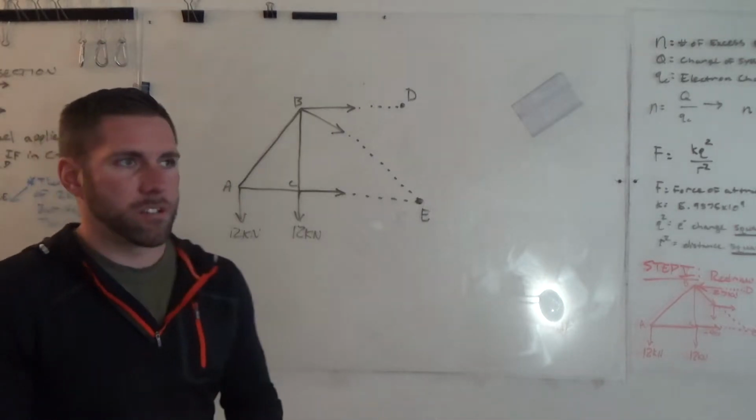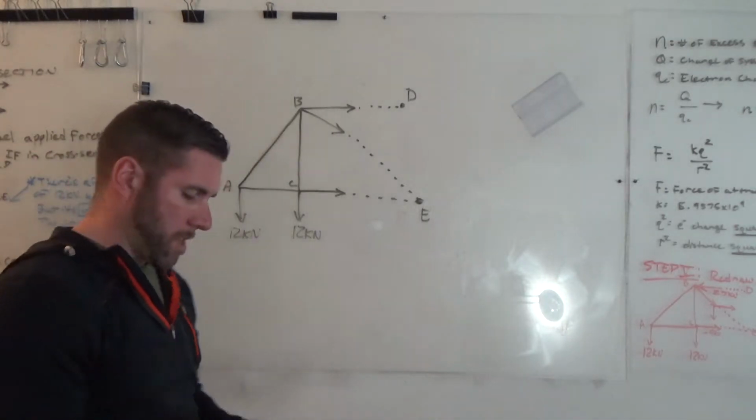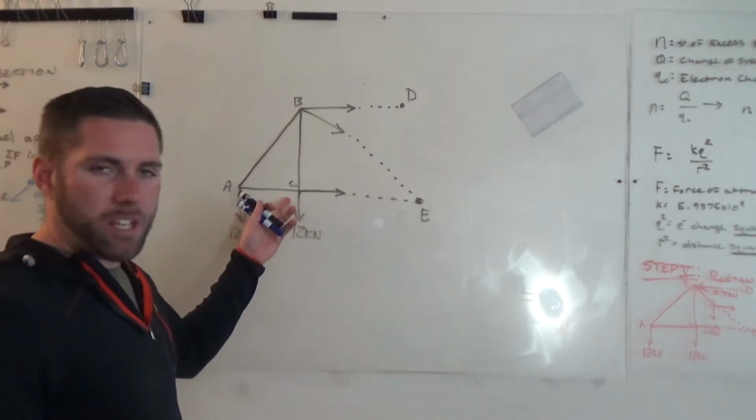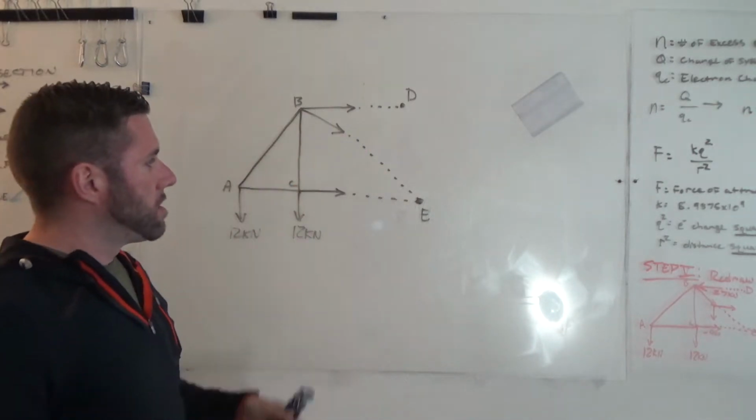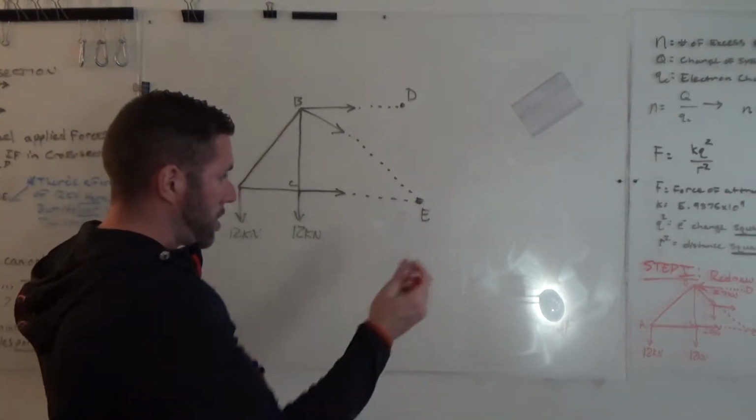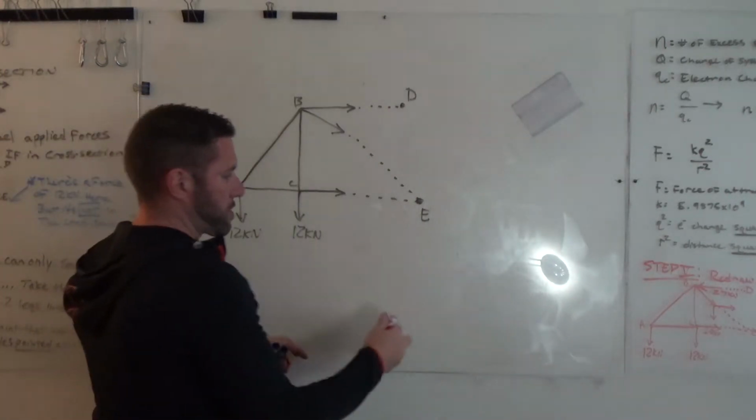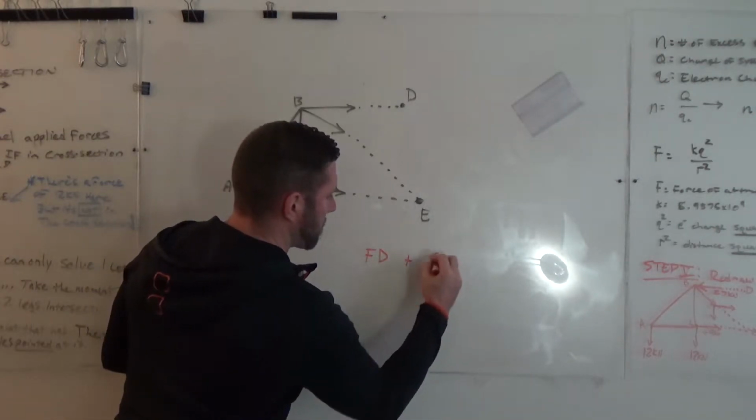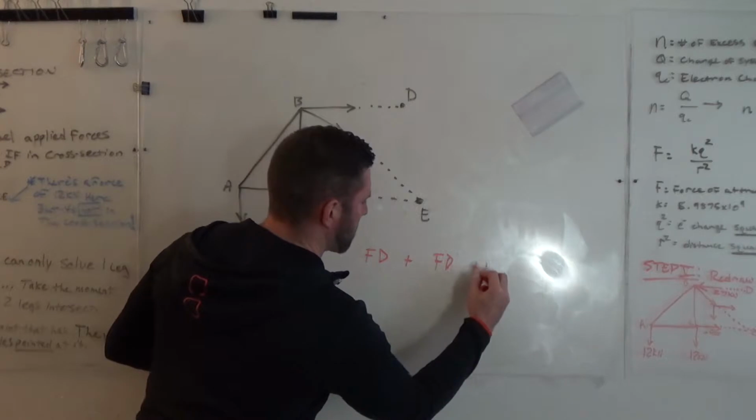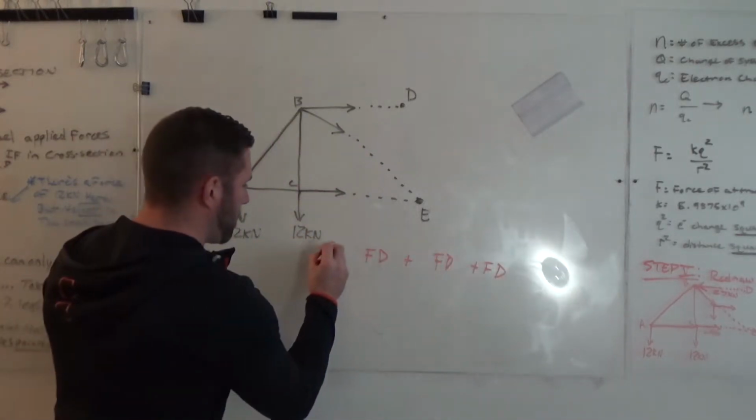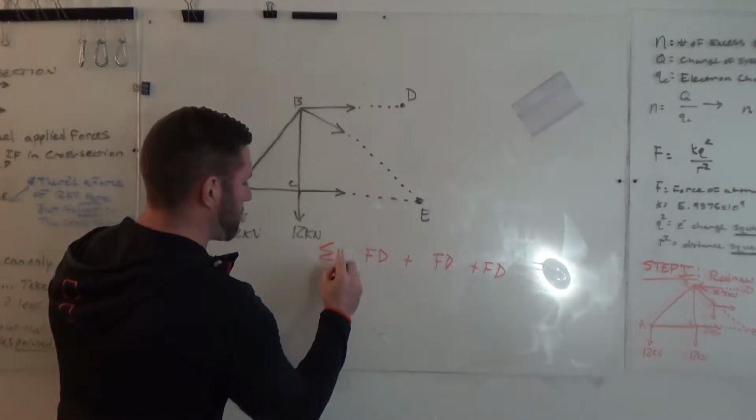First thing I have to tell you is take the moment. Well, how do I take the moment? Like, why can't I use C? Why can't I use D? I'll tell you why. We're going to take the moment at one of these points. Now, when we do the moments, we're going to have a force at a distance, plus another force at a distance, plus another force at a distance, and so on and so forth, okay? That's where this equation comes from.